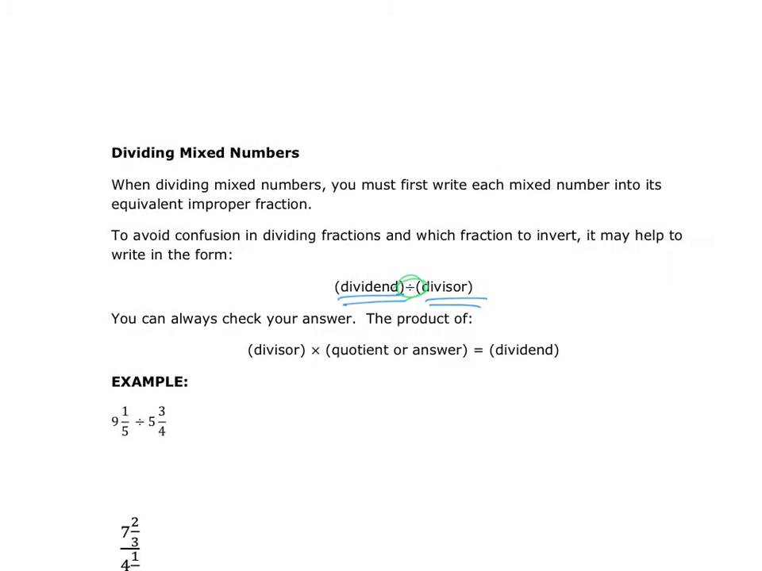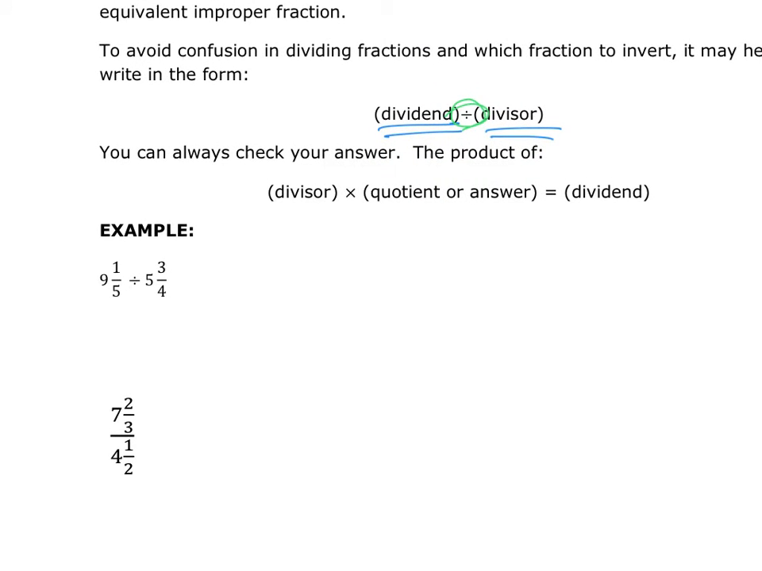So let's take a look at a couple of examples here. My first example, I have 9 and 1/5 divided by 5 and 3/4. So the first thing I'm going to do is write the equivalent improper fraction. So 5 multiplied by 9, adding 1 more, gives us 46/5, divided by 4 multiplied by 5, adding 3, is 23/4. Now I'm ready to do the reciprocal or invert the divisor.